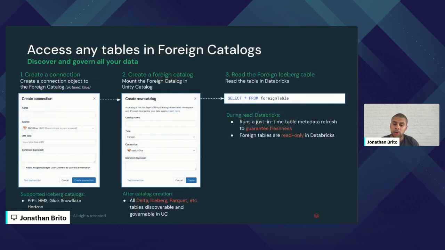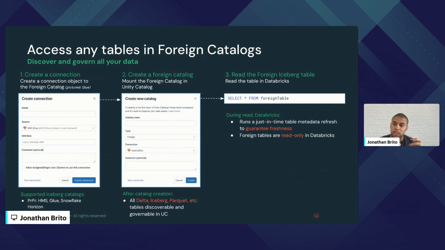So what does this actually look like from a user experience perspective? If you want to access these foreign tables, it's really a few simple steps. First, it is creating a connection. In Unity Catalog, in the UI or through the APIs, you can create a connection to the other catalog, which provides the ability for you to authenticate using, say, OAuth or a personal access token. From there, you can create a foreign catalog.